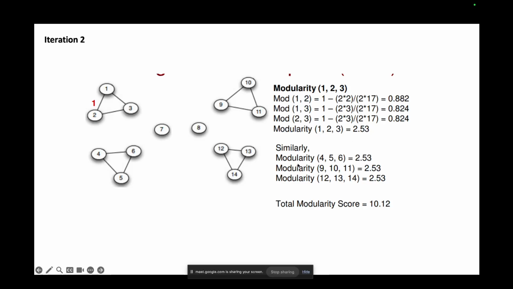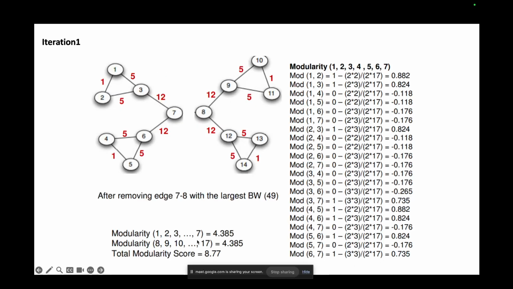Right. So same for modularity 4, 5, 6, you calculate 4, 5, 5, 4, 6, 5, 6 like this, and since this is symmetric, you'll get the same value. So for all of this, you get 2.53, 2.53, 2.53. Now you have four of these, right? These will have zero. You do not consider this, and you add all this up. So the total modularity score becomes 10.12. Right. So this modularity score, 10.12, is greater than the previous modularity score, which was 8.77.